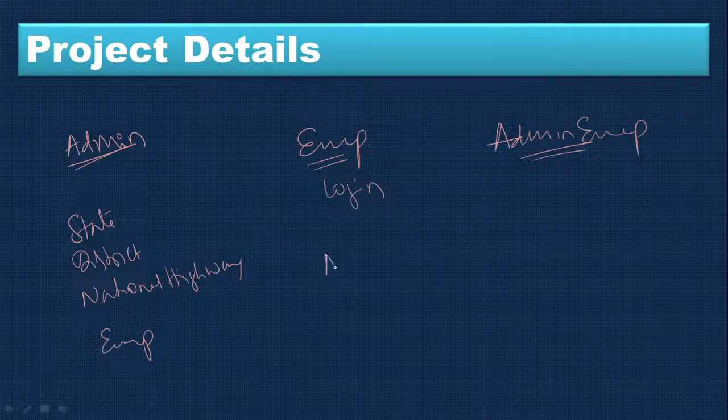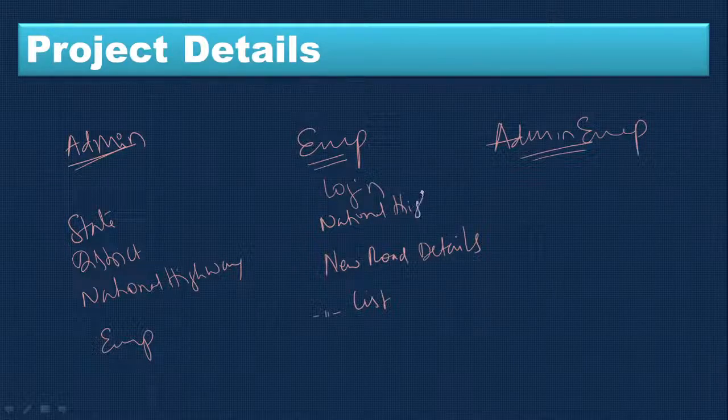So here is a new construction or new road details, and the list of the same. So whatever entries are done, you can list. Apart from this, you can also see the national highways, state highways, and all they are able to view it. But the main thing is, whenever there is a new opportunity or new requirement, they need to enter all the details and the corresponding list they can do.